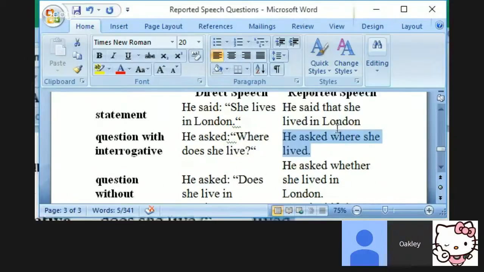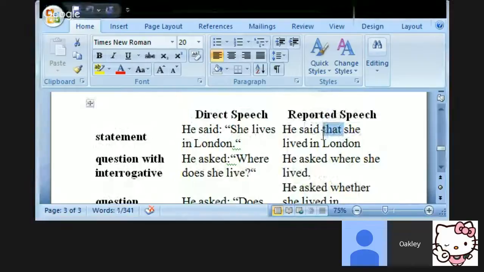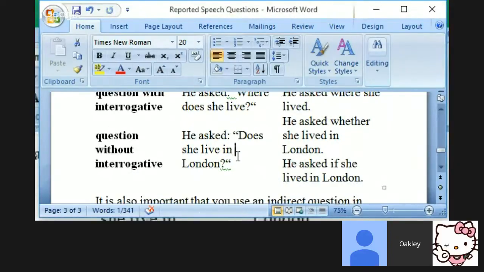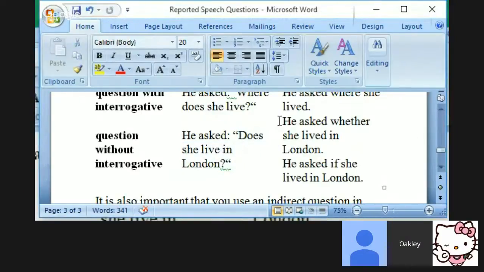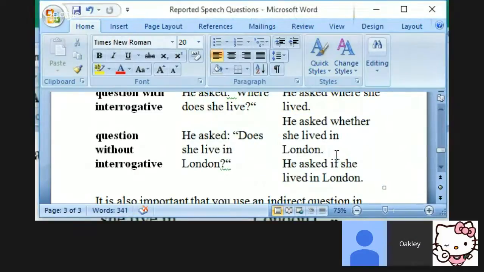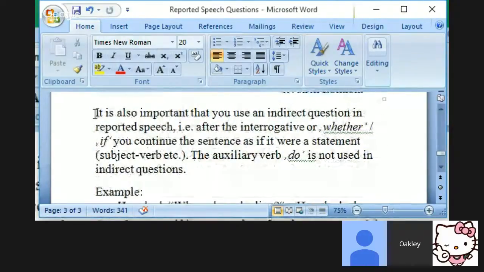So I guess what we're saying here is that instead of using that with an interrogative, you use the interrogative in the same place. Question without interrogative: does she live in London? He asked whether she lived in London or if she lived in London. Same thing, know that. That's a minor point, so let's just continue.